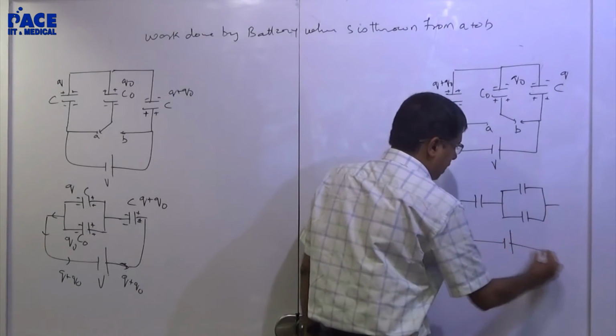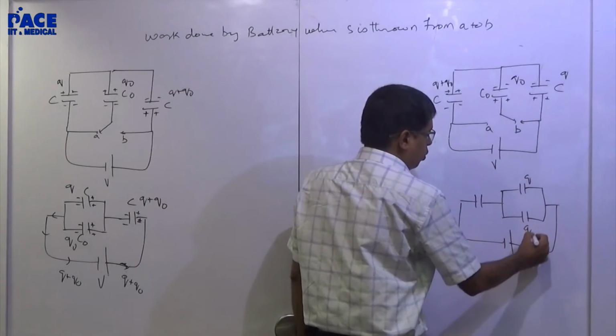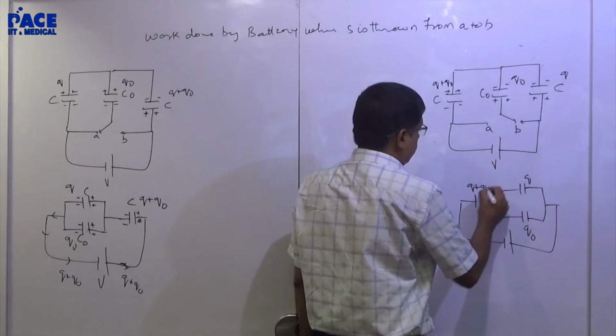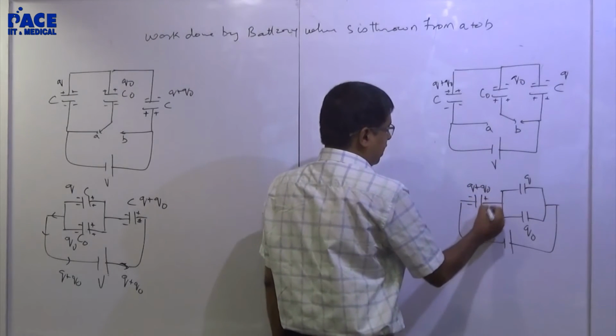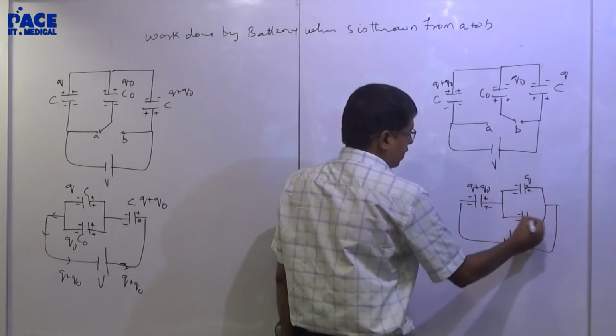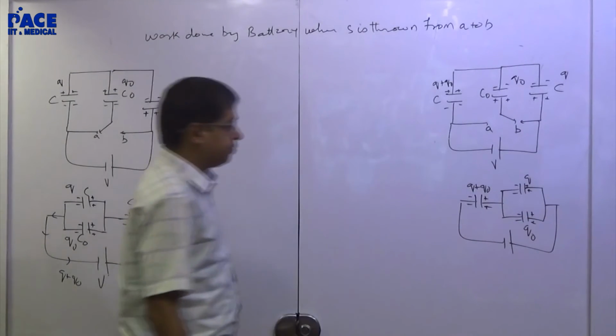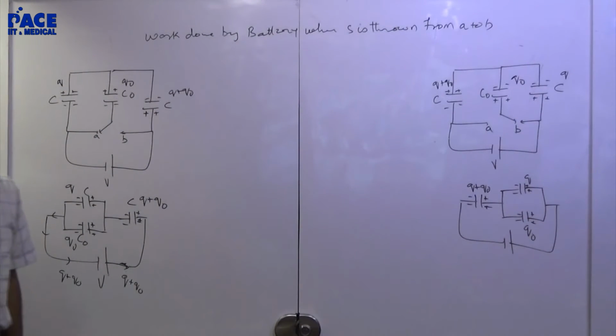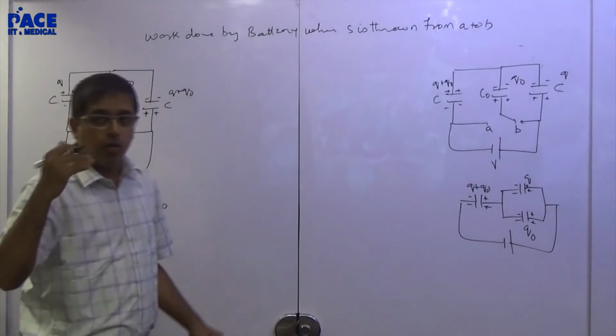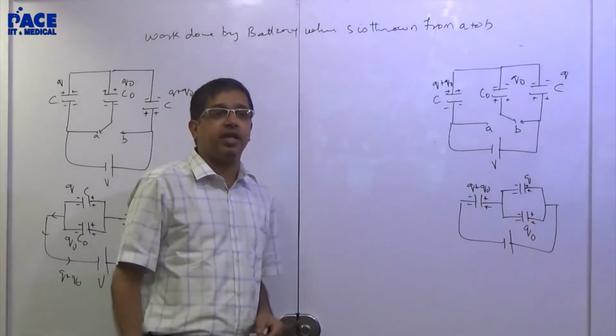These both are in parallel. This will be Q, this will be Q naught, and Q plus Q naught. Negative, positive, negative, positive. No doubt so far. Now let us understand what is the transition happening.